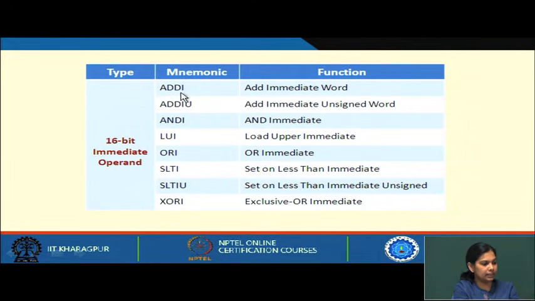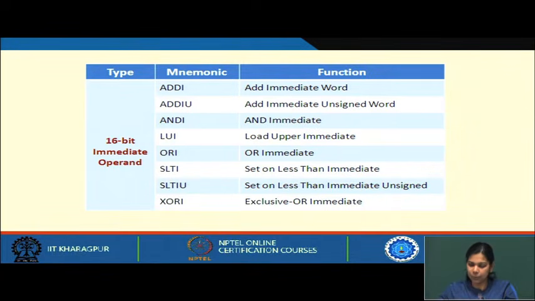This is add immediate word. This is add immediate unsigned word. This is load upper immediate. This is OR immediate. This is set on less than immediate. So, let us take an example of this set on less than immediate.